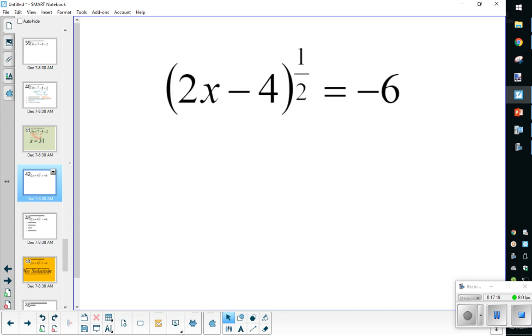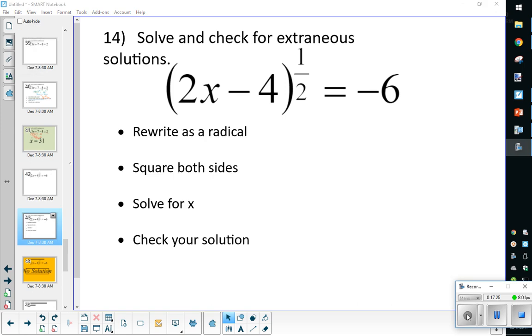Solve 2x minus 4 to the 1/2 power equals negative 6. Should look very similar to the last one we just did. So when we start on this one, we've got 2x minus 4 to the 1/2 power. How do I get rid of a 1/2 power?